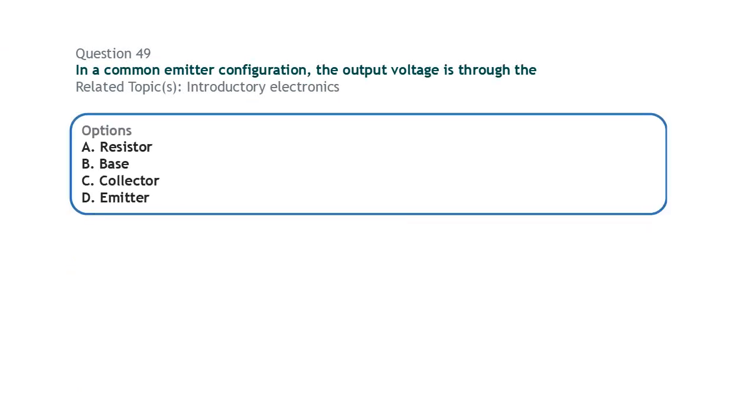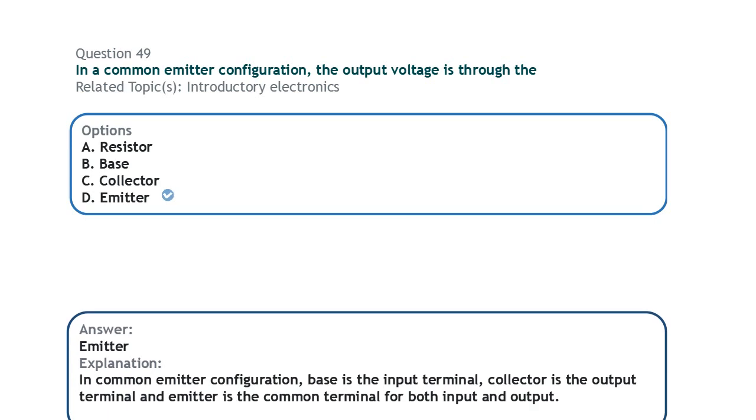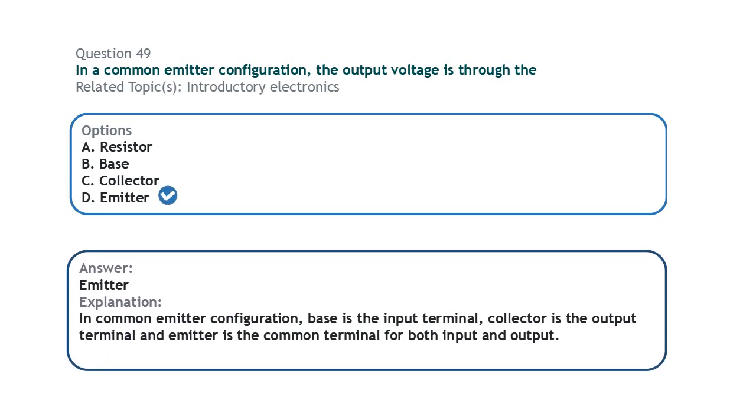Alright, next, in a common emitter configuration, the output voltage is going to be through the emitter. Okay, it is through the emitter.